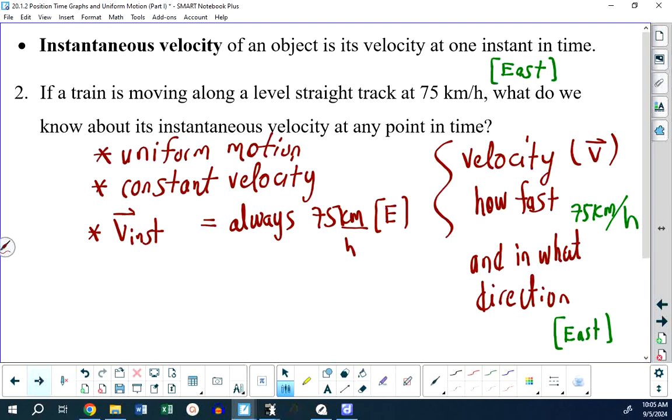Over the coming days, we'll talk about a different type of velocity, which would be average velocity. But the bottom line here is if the velocity is constant, think about this, I know I'm repeating myself, but if the velocity is constant, and velocity is how fast and in what direction, then the speed is constant and the direction is constant, and that's uniform motion. And if it's uniform motion, the velocity will be the same everywhere because the velocity is not changing.